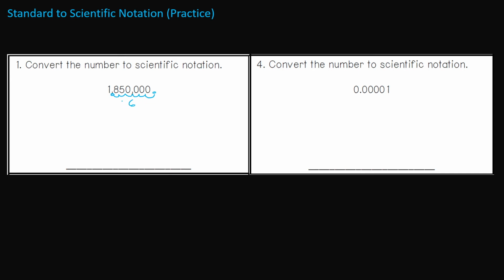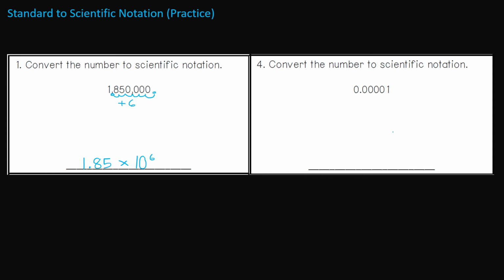This is going to be a positive power of 10 because I have a very large number. This number is greater than 1. So my number between 1 and 10 is 1.85. And I am multiplying it by 10 to the 6th power because I moved the decimal 6 places.